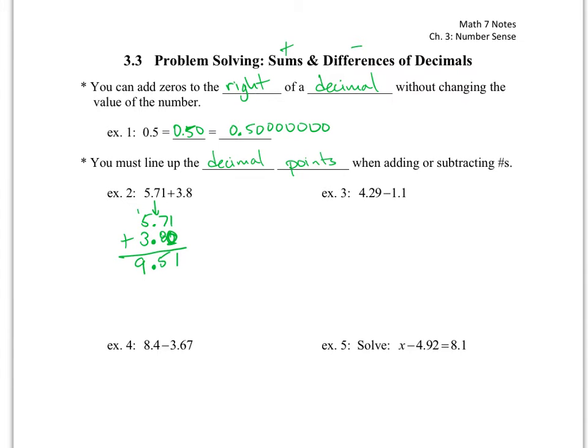Let's do a subtraction one. 4.29 minus 1. Notice I'm lining up my decimal places. I'm not lining up the ends of the numbers. Make them the same length. 9 minus 0 is 9. 2 minus 1 is 1. 4 minus 1 is 3. Lining things up, making sure the decimal point ends up there.